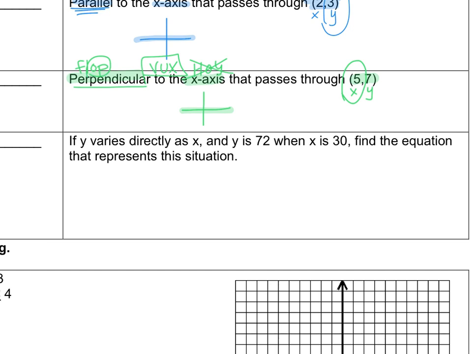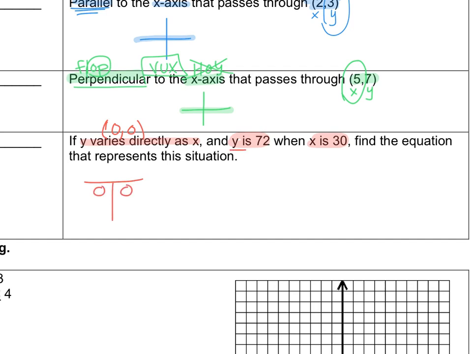y varies directly with x. Y is 72, x is 30. Find the equation that represents the situation. Okay, y varies directly with x should automatically tell you that this is proportional and it goes through 0, 0. So I've got 0, 0 already in my table.